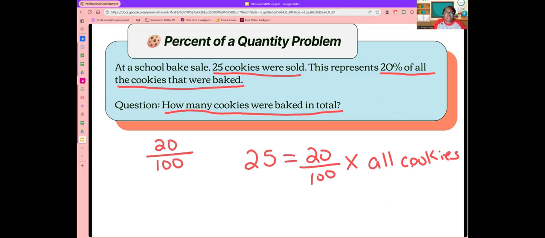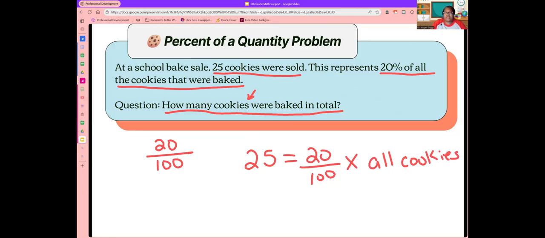Now, we can kind of think about this as this is unknown. We don't know. That's what we're trying to figure out, how many cookies were baked in total. So because we don't know, we're going to leave this thing that we don't know on the one side isolated and then solve for the part that we do know. Now, since we know that this is being multiplied together, then we're trying to get rid of this. The way we get rid of this is doing the opposite. So that means we would need to divide.